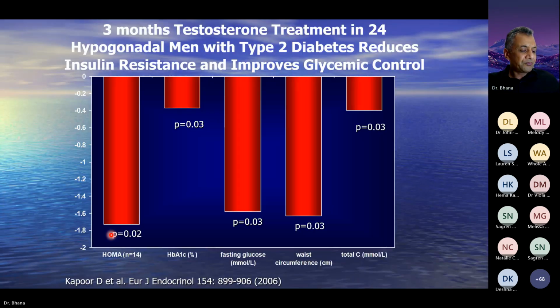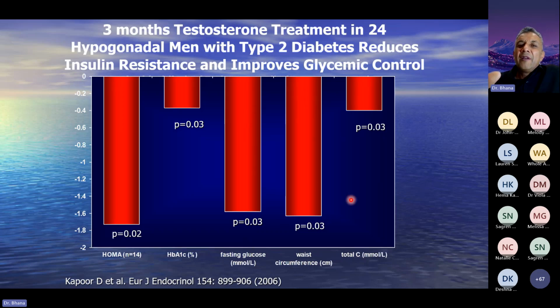So, I mean, there's a lot more studies that have come out, but I want to show you how far back. This is old data. Already in 2006, you took a patient with type 2 diabetes with insulin resistance, gave them 3 months of testosterone treatment, and what happens? The HOMA index improves. The HbA1c comes down. Within 3 months, fasting glucose comes down. Waist circumference comes down. Total cholesterol comes down.